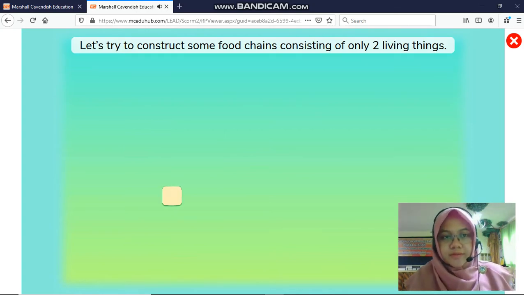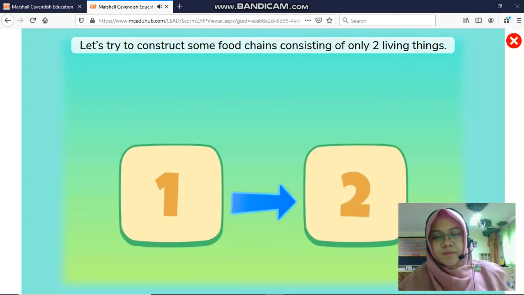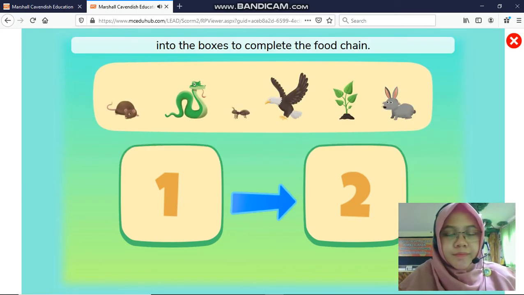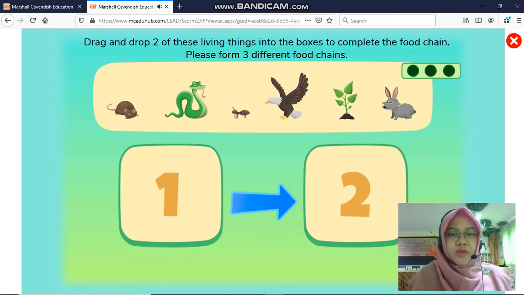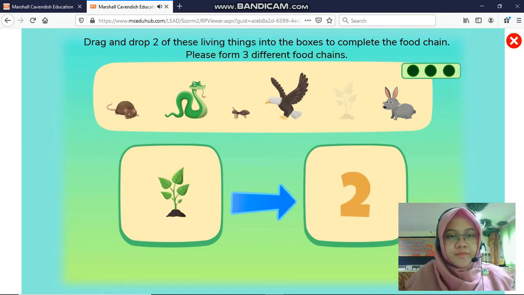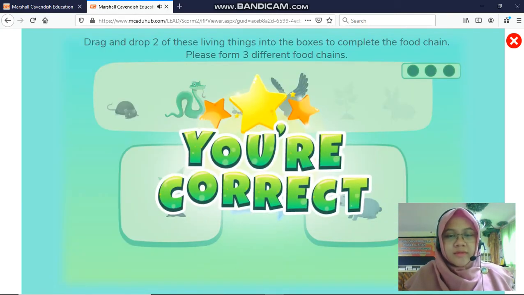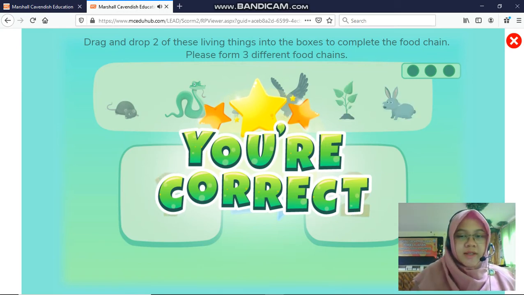Let's try to construct some food chains consisting of only two living things. Drag and drop two of these living things into the boxes to complete the food chain. Please form three different food chains. Complete the food chain. Coba, berarti yang pertama itu selalu apa? Producer itu always plant. Nah, yang gampang dulu. Oke, let's check it. You're correct. Betul, you're correct katanya.